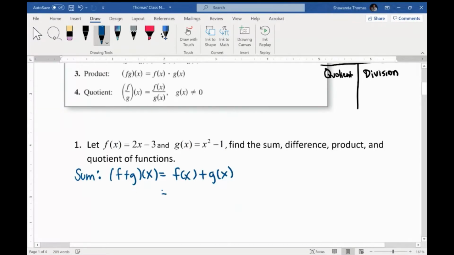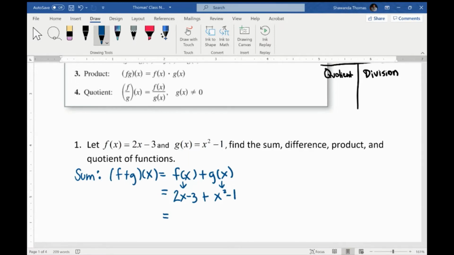What is f of x according to number 1? It was given to us. What is f of x? 2x minus 3. Yep. Plus g of x. x squared minus 1. Yep. Only thing we have to do now is combine like terms.